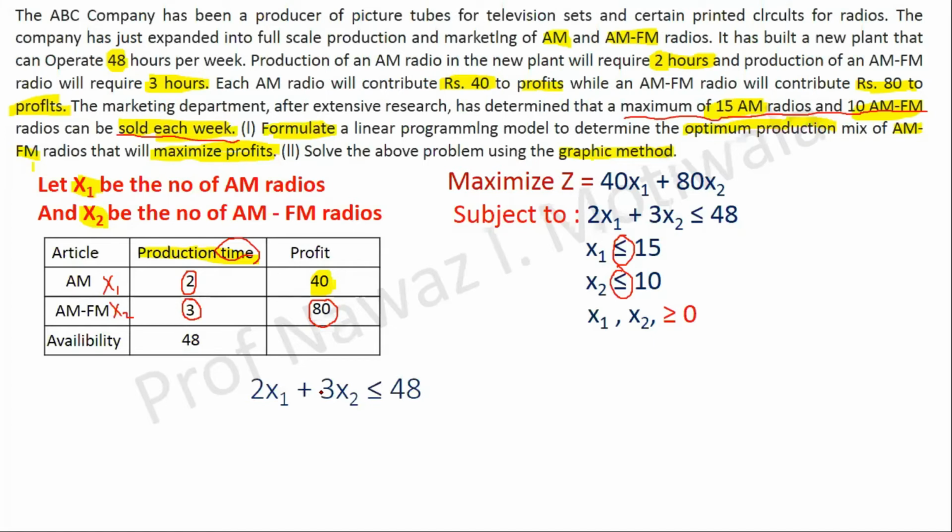What we need to do? We need to draw a line in a graphical method, and for drawing a line we need at least 2 points. So we need to determine any 2 points which satisfy the given equation. For that, I will first put x1 equal to 0, and when I put x1 equal to 0 I will get x2 as 16 and my point will become (0, 16).